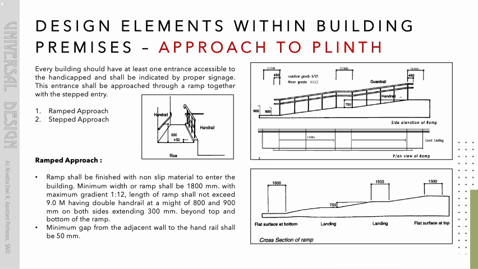Ramped approach. Ramp shall be finished with non-slip material to enter the building. Minimum width of ramp shall be 1800 mm, with maximum gradient 1:12. Length of ramp shall not exceed 9.0 m, having double handrail at a height of 800 and 900 mm on both sides, extending 300 mm beyond top and bottom of the ramp. Minimum gap from the adjacent wall to the handrail shall be 50 mm.